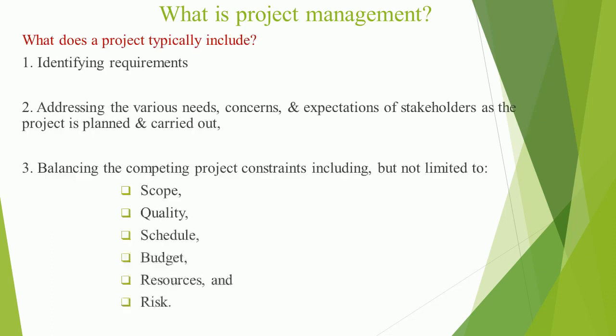What does a project typically include? 1. Identifying requirements. 2. Addressing the various needs, concerns, and expectations of stakeholders as the project is planned and carried out. 3. Balancing the competing project constraints including, but not limited to, scope, quality, schedule, budget, resources, and risk.